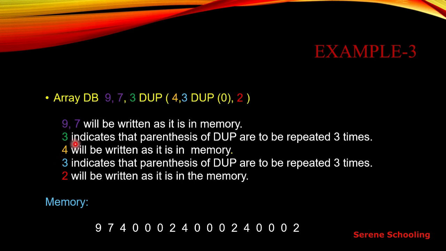You can read from here that 97 is going to be as it is in the memory. 3 indicates that the parentheses are to be repeated 3 times, and this 4 indicates 4 will be written as it is, and 3 indicates that this 0 is to be written 3 times. This 2 again is going to be written as it is. Like here you can see I am writing this 9 and 7 as it is. This is written in the memory as it is. Then this 3 is not going to be written anywhere, it just tells the number of times.